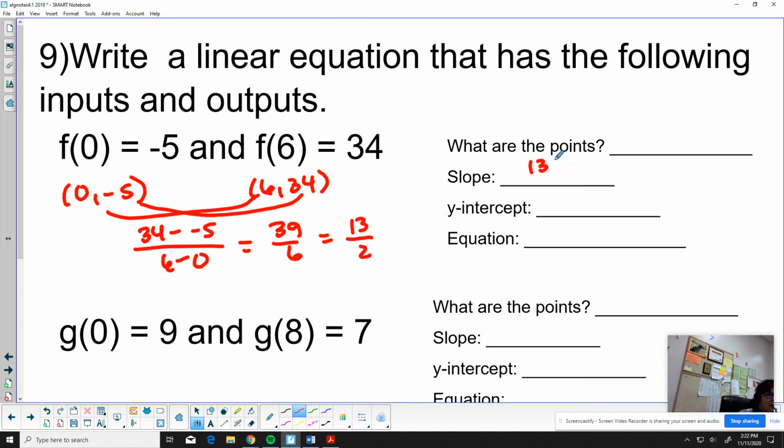So my slope is 13 over 2. And I know what the b is because I have a 0 number, 0, negative 5. Where x is 0, that y is the b. So my b is negative 5. So my equation is y equals 13 over 2x minus 5. Okay, so these aren't any different. These points are 0, 9, 8, 7, and I would go through the exact same process.